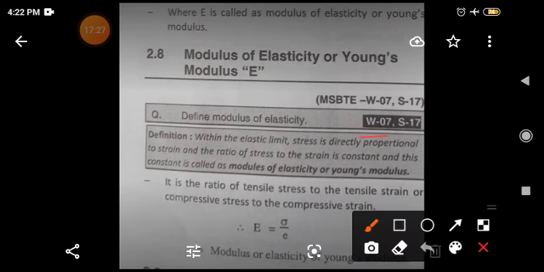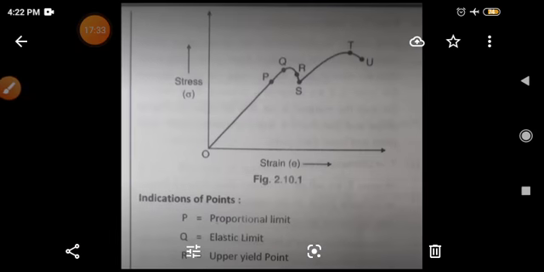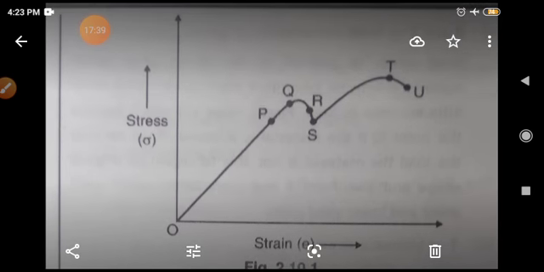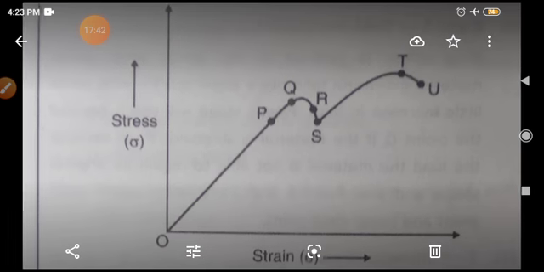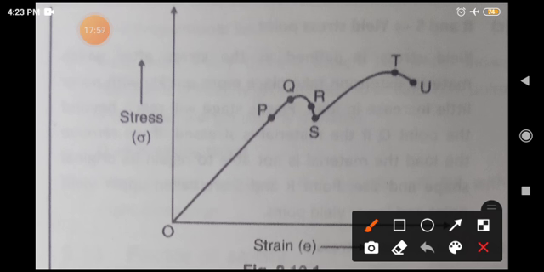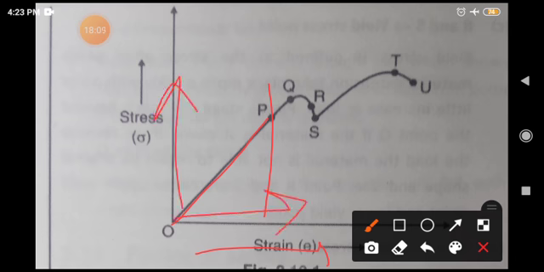Then next one, the most important thing, this is the stress strain curve. The important thing in this unit is the stress strain curve, which is mostly asked in exam. Stress versus strain. On y-axis stress is given, and on x-axis strain is given. You can see up to this, as stress is increasing, strain is also increasing.